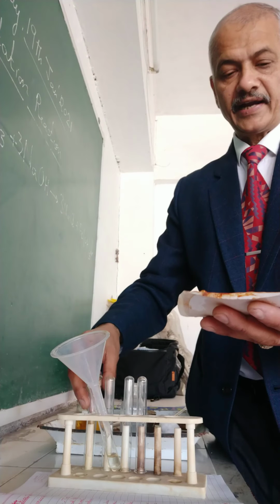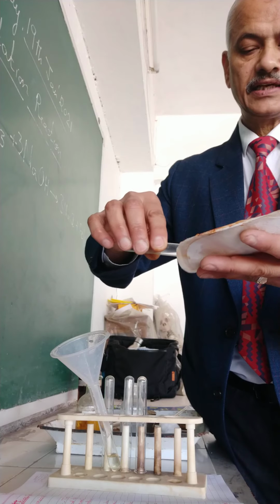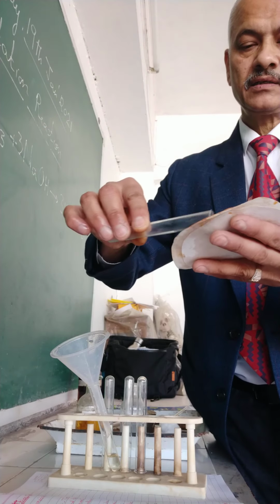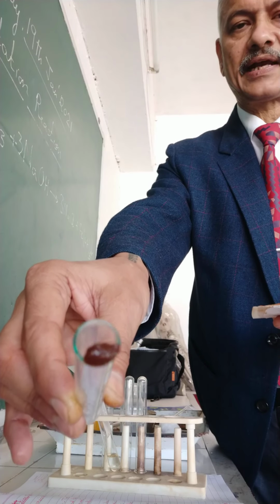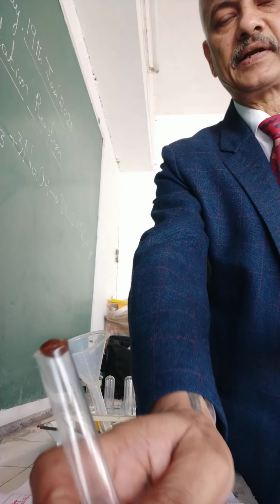Now we can collect this insoluble substance in the test tube and dry it. See, if you can see, this is the insoluble substance called precipitate. So this is about the precipitation reaction.